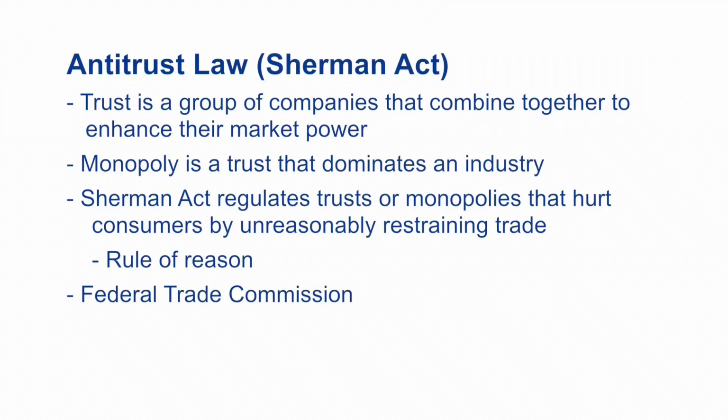In 1890, Congress passed the Sherman Act, which is the basic antitrust act, and it prohibits agreements among corporations that would restrain trade or create monopolization in an industry. And when examining if an agreement violates the act, courts apply what is known as the rule of reason.